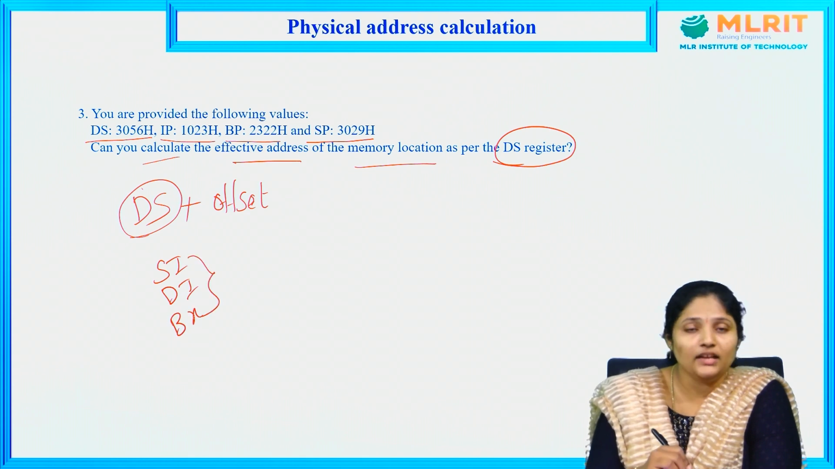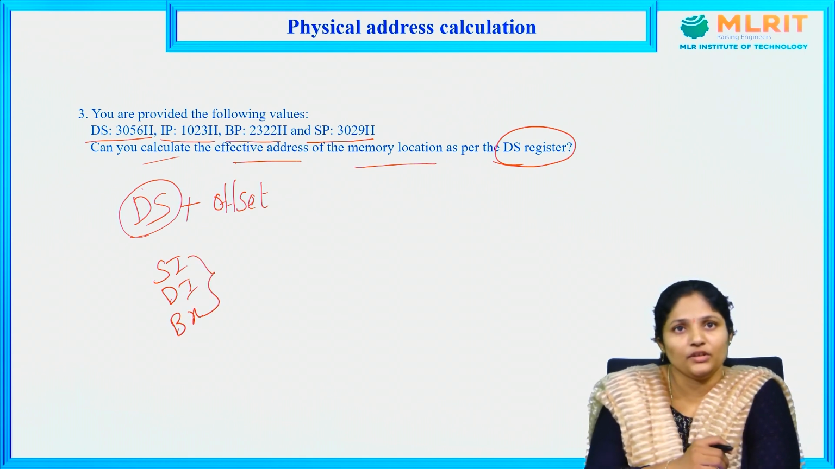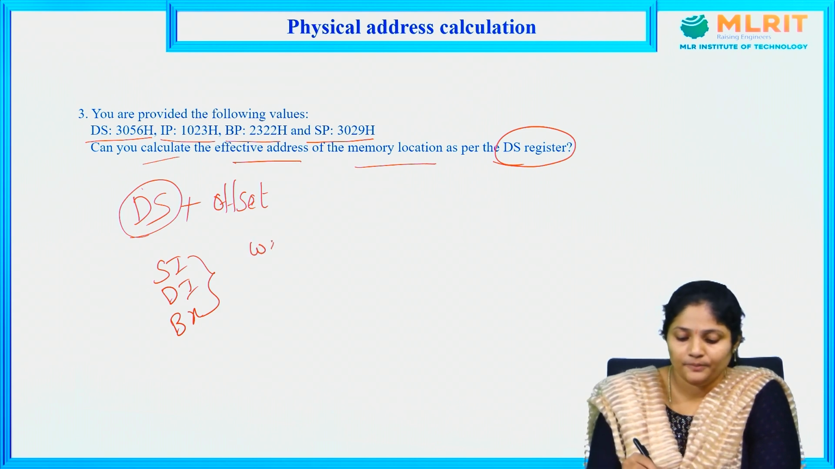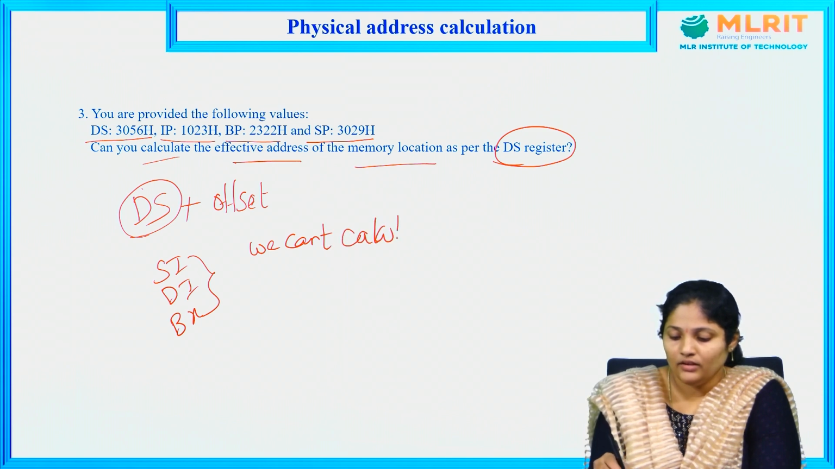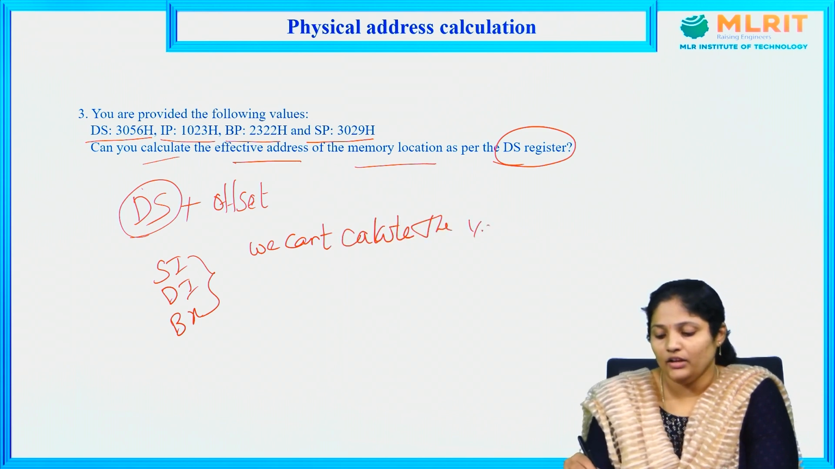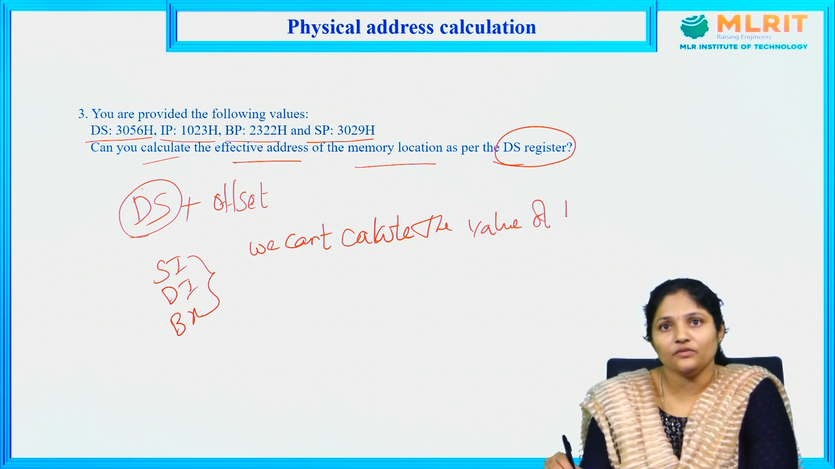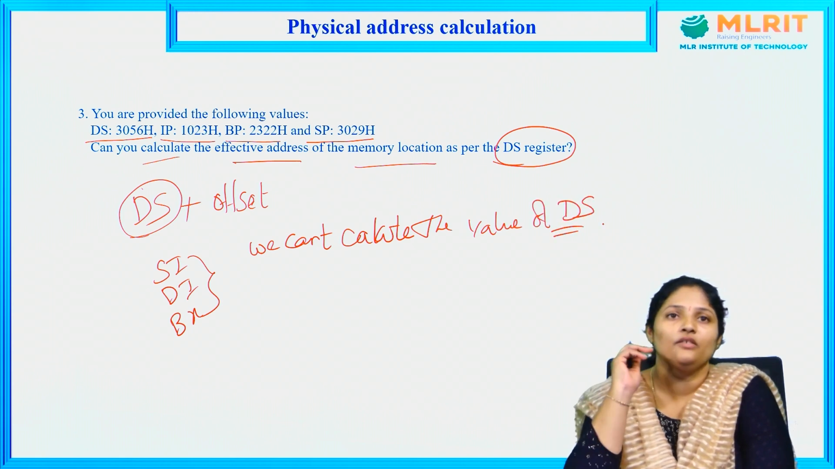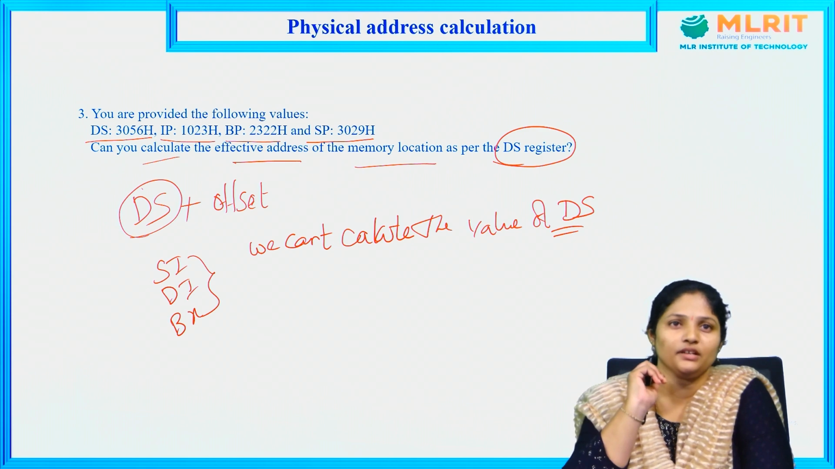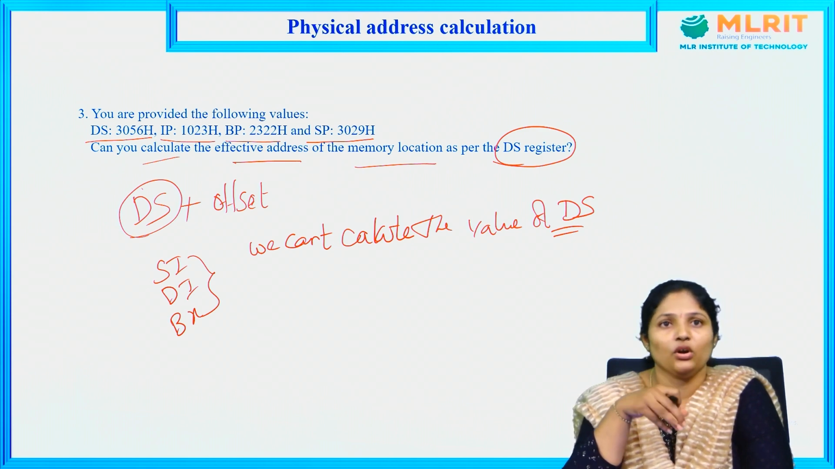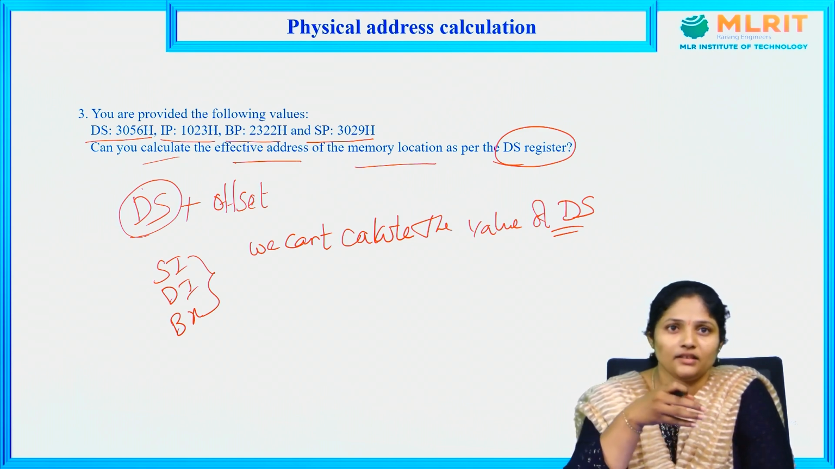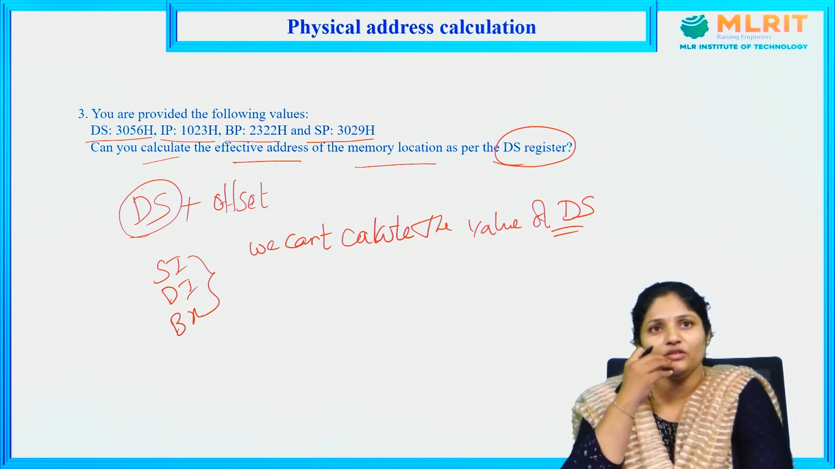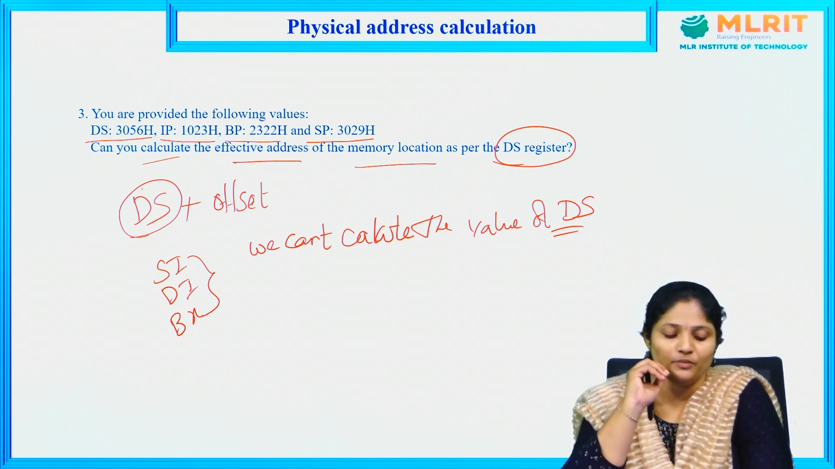But these three values they didn't mention in the question itself. They didn't give the three values. So we can't calculate the value of the effective address for DS because we don't have the offset address here. The register used to hold the offset address for the data segment is either SI, DI or BX, but these three values are not mentioned in the question. So it is obvious that we cannot calculate this one.